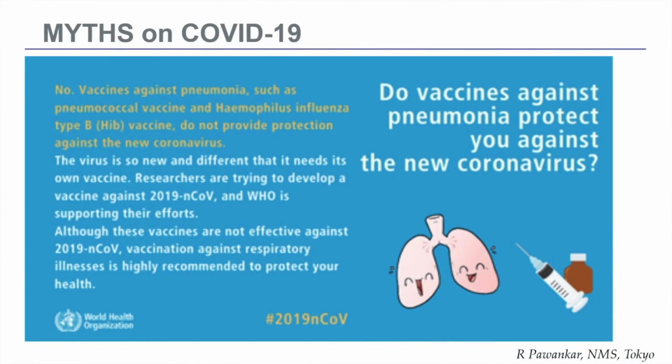You may think that vaccines against pneumonia or H. influenzae type B may be useful. No, they do not, because they are specific for those influenzas. They do not have any effect on this new coronavirus SARS-CoV-2. So do not try to do this for the sake of SARS-CoV-2.